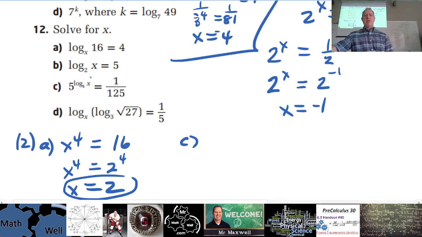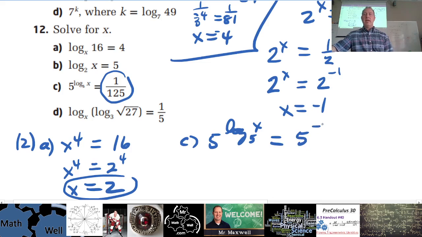All right, so how are we going to do this? Should we put it in log form? Looks like there's a log already there. Why don't we put 1 over 125 as a base 5? 5 to the negative 5 log x base 5 equals 5 to the power of what? Negative 3? Yeah. So 5 squared is 25, 25 times 5 is 125. So that's 3. So now look, we have the same bases.